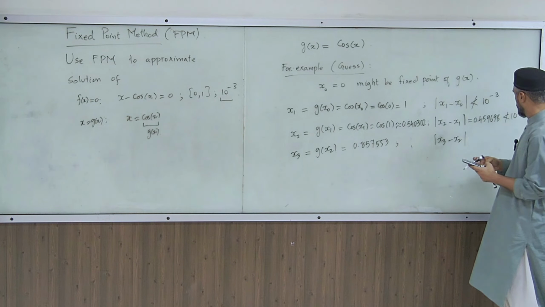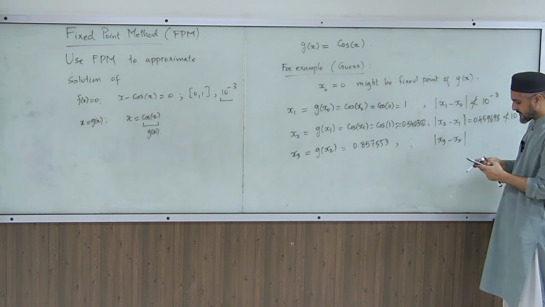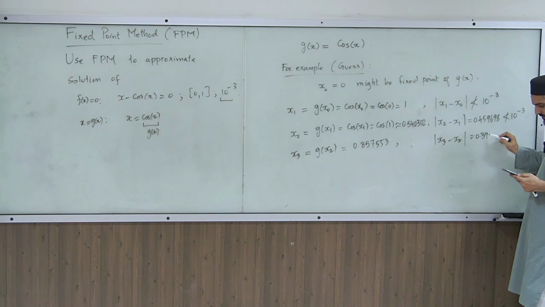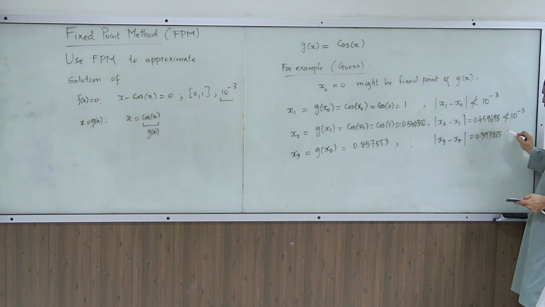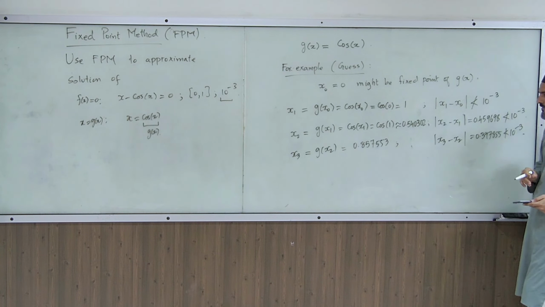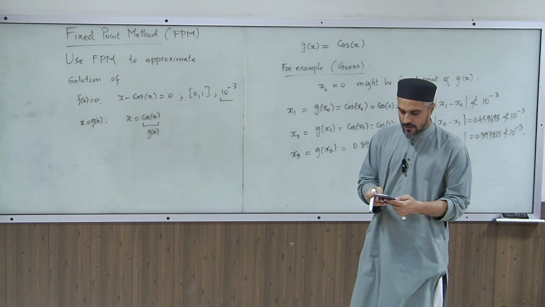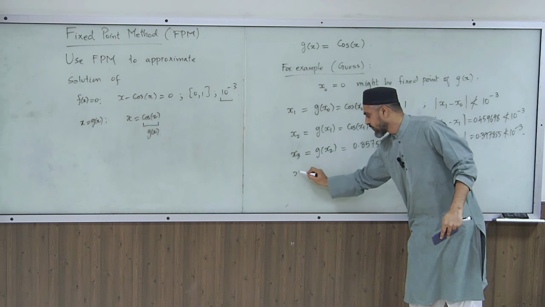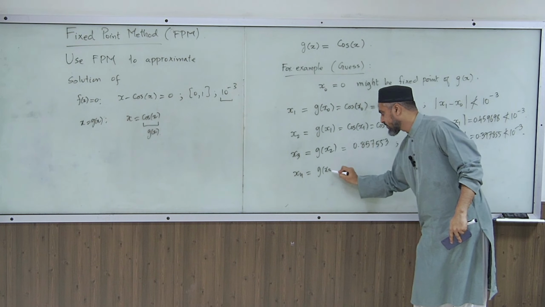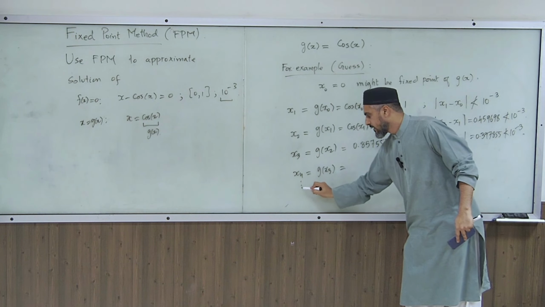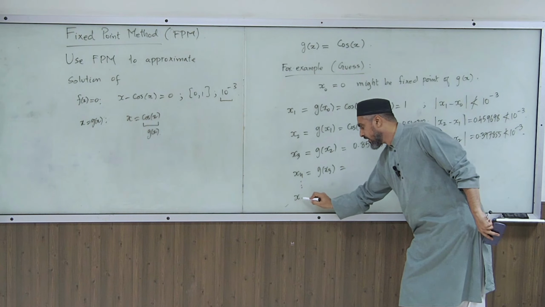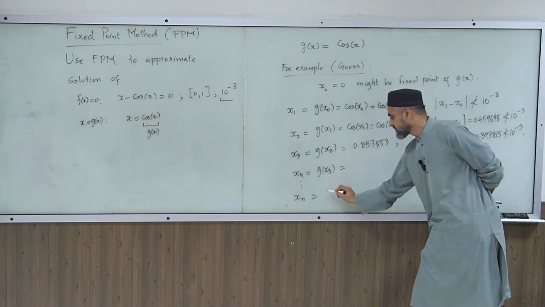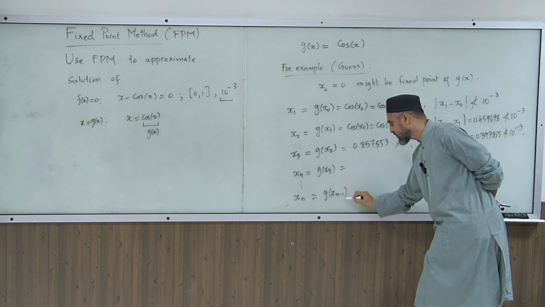So the value is 0.397855, which is not less than 10 raised to the power minus 3. So you can just keep calculating x4. It will be g of x3. Anyone? What is xn? g of xn minus 1.